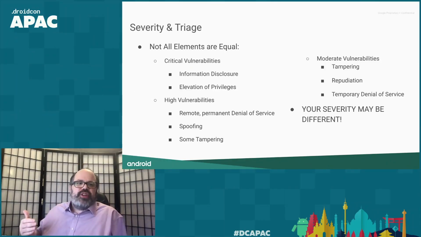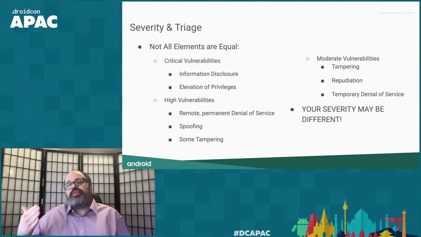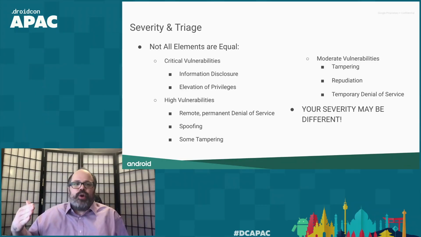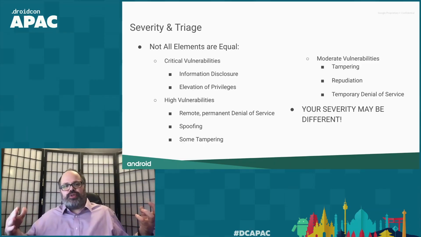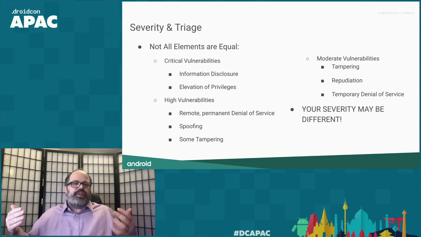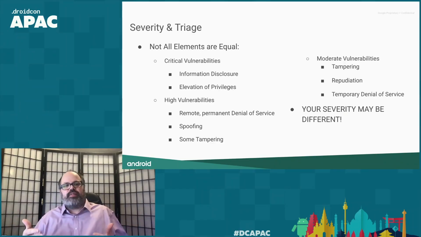So, severity and triage: not all elements are equal. Critical vulnerabilities for us in the Android world are information disclosure and elevation of privilege. Somebody being able to get data off of your device is super important to us, or being able to go from an unauthenticated user to an authenticated user or to a root user is of our highest concern. Under that, we have high vulnerabilities, so remote permanent denial of service, being able to brick a phone, spoofing, and some tampering fall into that bucket. And then in the moderate vulnerability bucket, we have tampering, repudiation, and temporary denial of service.